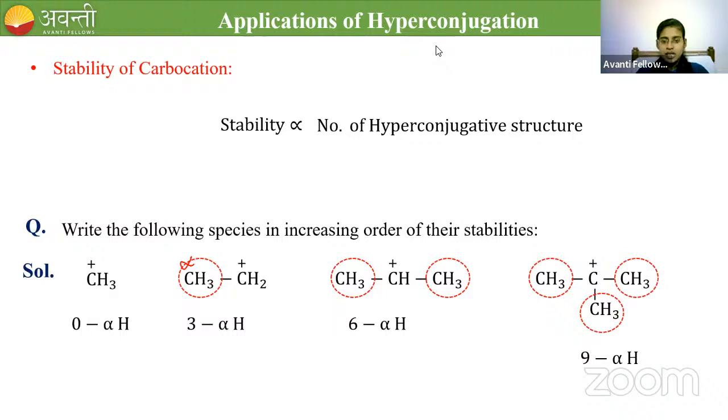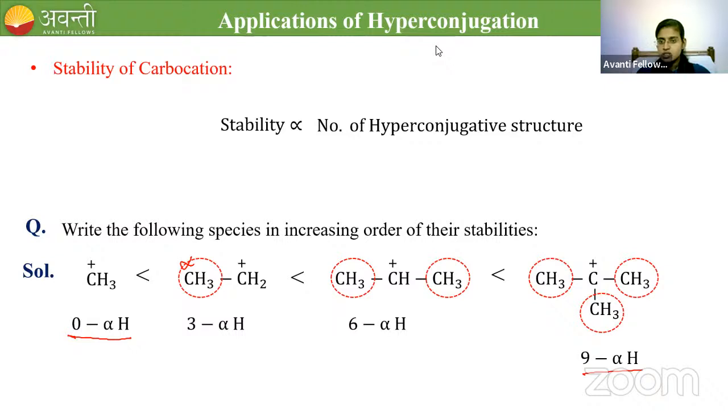Now you tell me which one will be more stable. The one which has 0 alpha hydrogen or the one which has 9 alpha hydrogens? Methyl cation or tertiary cation? Very good. The more stable one is the 9 alpha hydrogen containing compound, right? So the tertiary compound will be more stable.